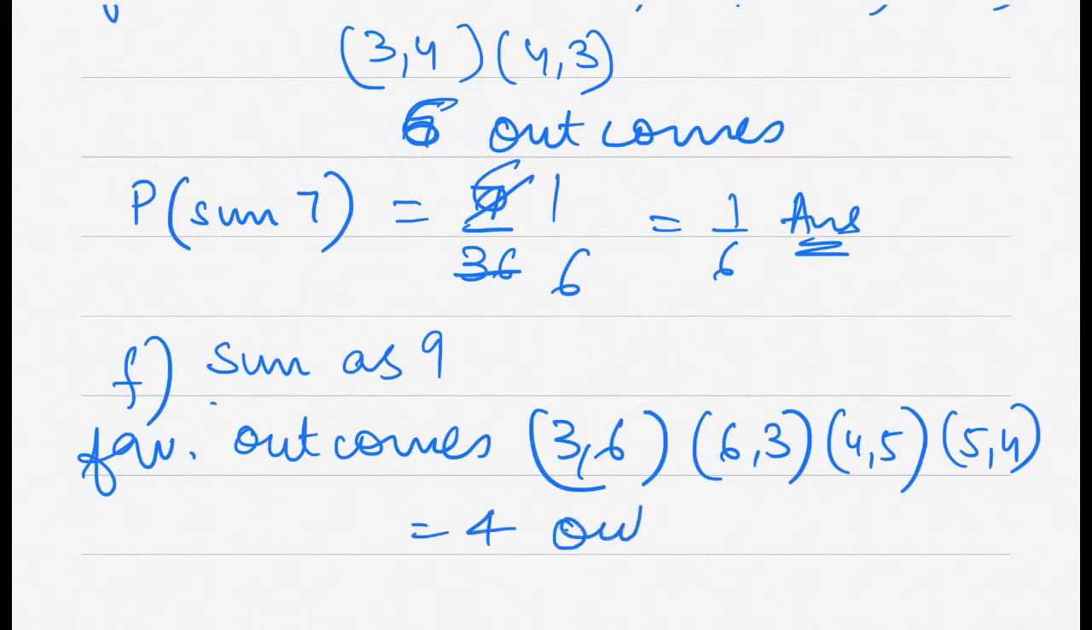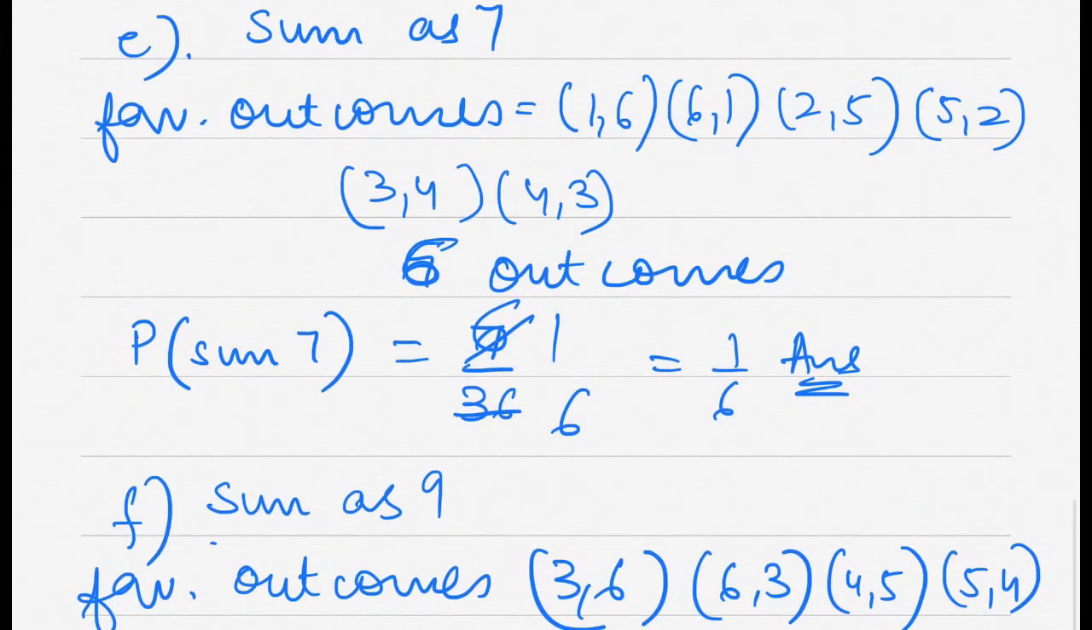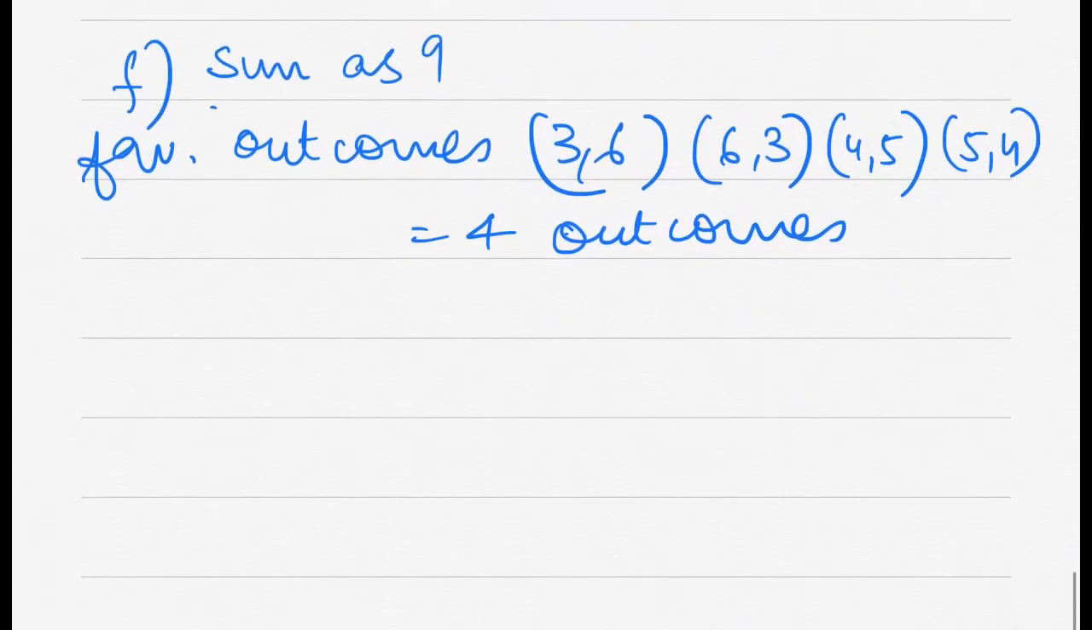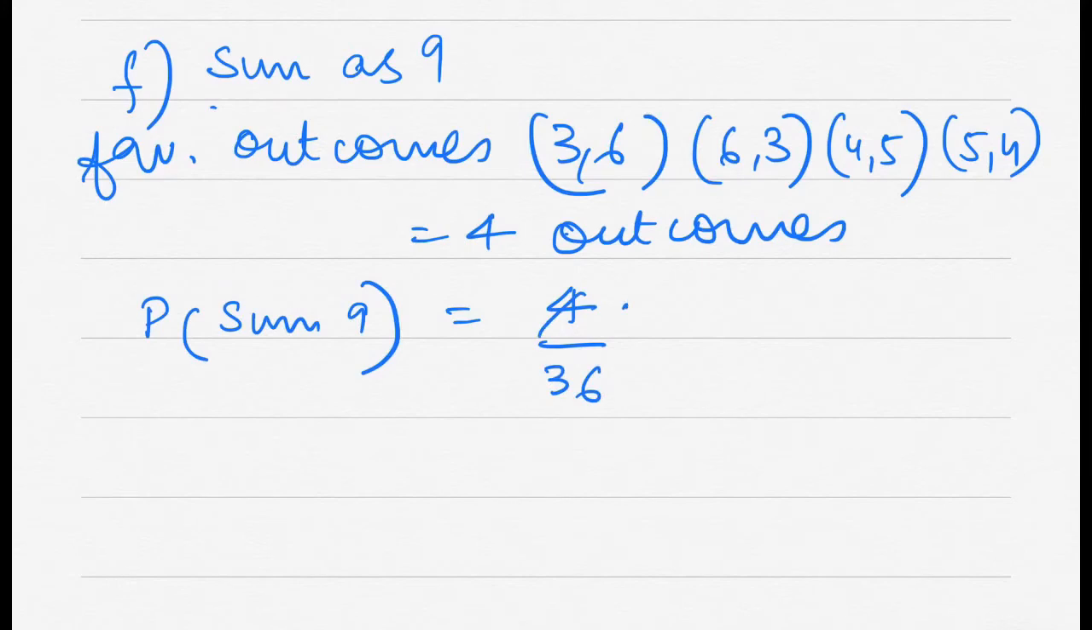So now there are 4 outcomes for this one, right? So the probability of getting sum as 9, I'll write down sum as 9, will be equal to 4 by 36. So that will also be equal to 1 by 9.